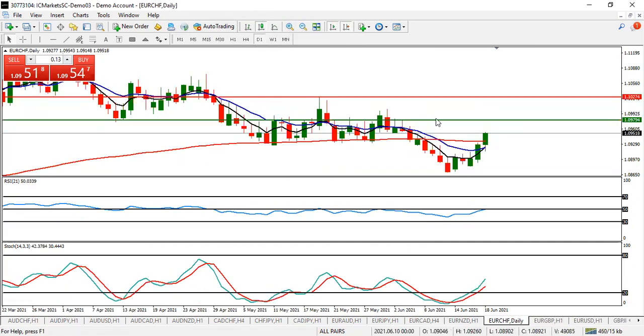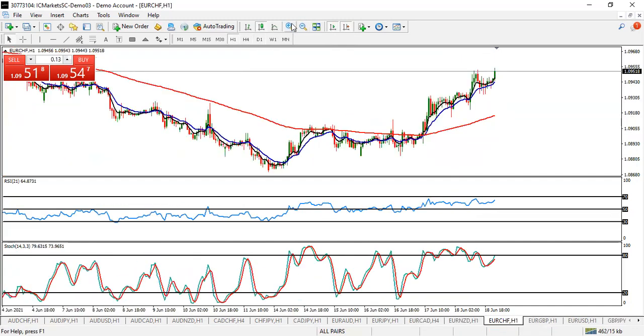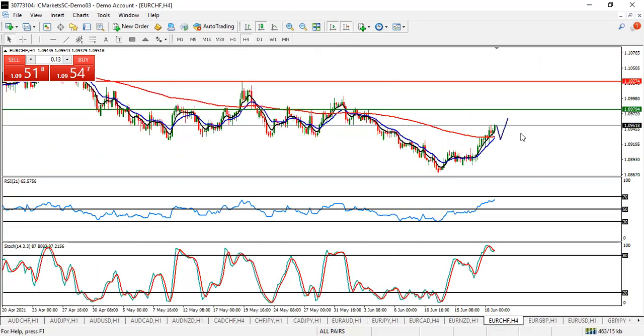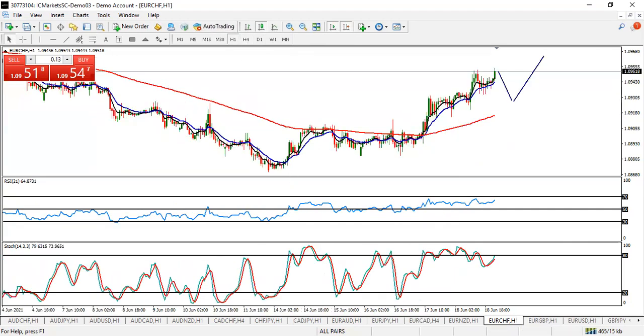The daily target is where we have this green resistance at 1.0979. Okay, so coming to the entry time frame, we wait for the pullback to happen to the downside, then take your buy trade and exit before 1.0979 for your first profit. All right, so Euro Swiss franc is good to look for a buy.